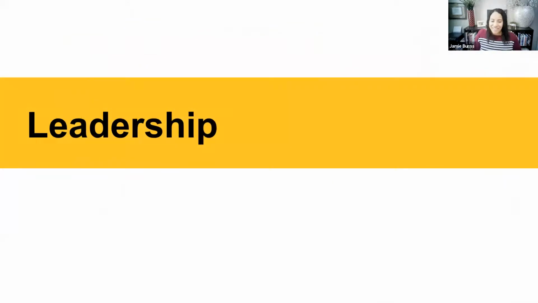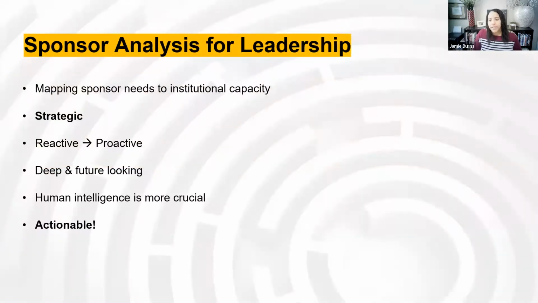And then for leadership, things look a little bit different. For leadership, understanding a sponsor can help leaders at your institution position your university, position your research objectives to best align with the sponsor. So you're mapping a sponsor's needs to institutional capacity, saying this is what a sponsor wants, here's who we have that meets that. And these are really strategic.